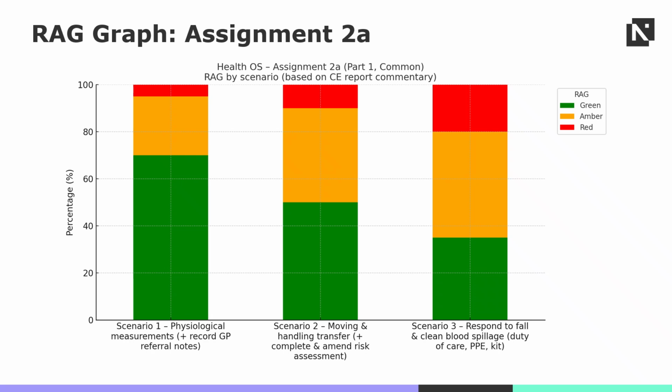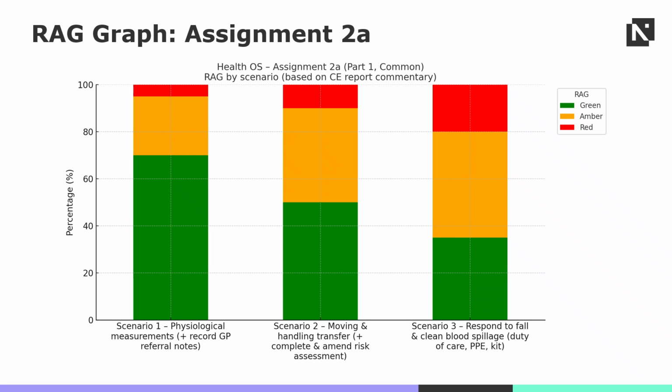So this graph shows assignment 2A part 1, support healthcare, broken down into its 3 scenarios. Scenario 1, physiological measurements and recording GP notes, is where performance was strongest. Learners were generally safe and competent with equipment use and recording. Scenario 2, moving and handling with a risk assessment, was more mixed. Some learners carried out this transfer safely, but a common slip was beginning the move before completing or updating the risk assessment.